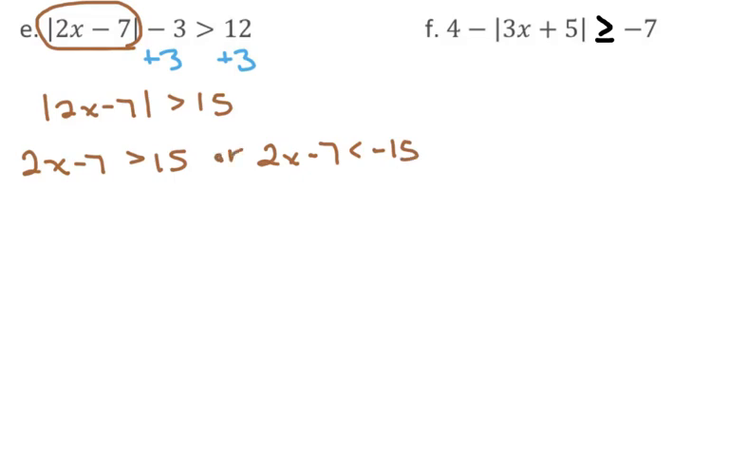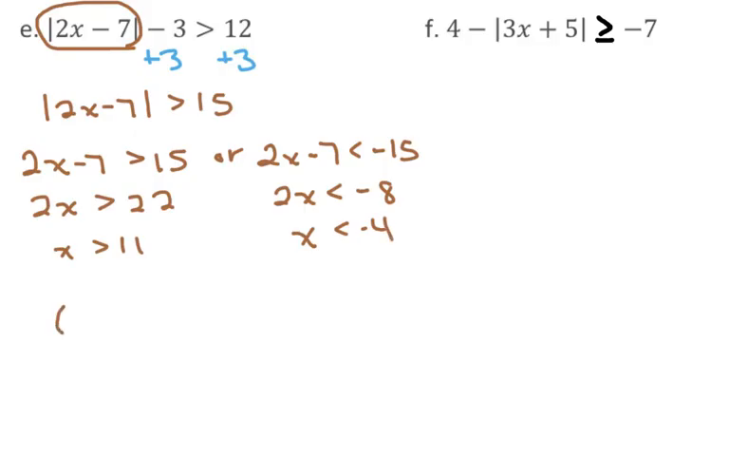middle. We will solve, so add 7 to both sides. We get 2x is greater than 22. Then we divide by 2, so x is greater than 11. On the other one, we still add 7, but this time we get 2x is less than negative 8. Divide by 2, we get x is less than negative 4. So as an inequality with this OR statement, we end up with negative infinity to negative 4 with a parentheses, union 11 to infinity. So that's problem E.